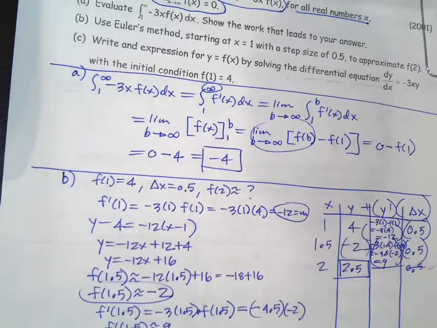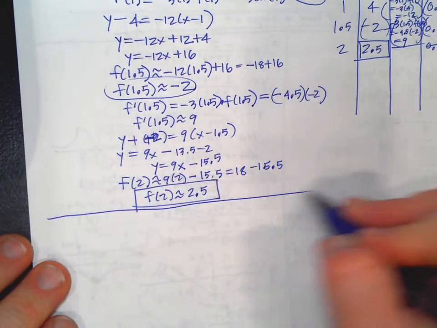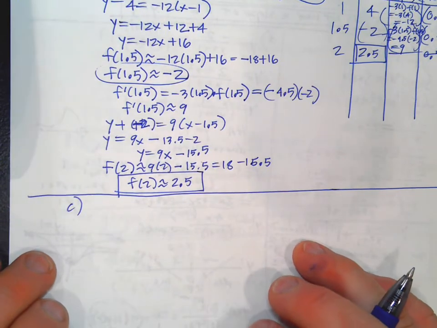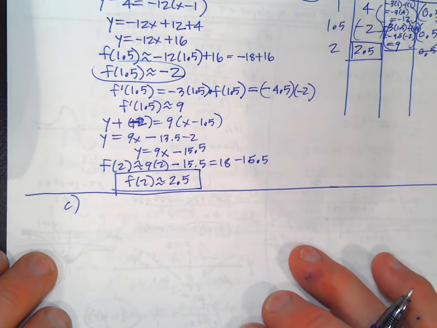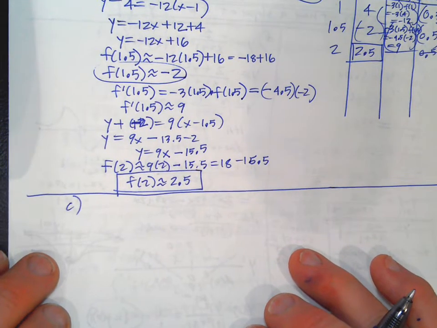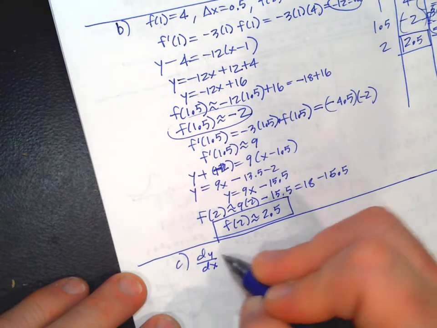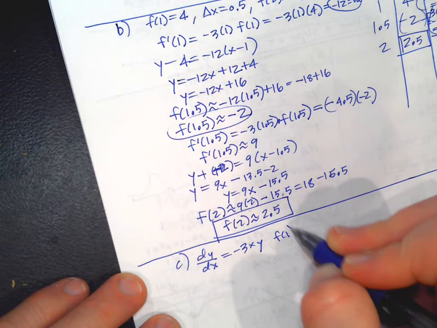I don't know, I feel safer just doing it this way. Usually they only give you like 2 steps. They keep it simple. Part C says write an expression for y equals f of x by solving the differential equation with the initial condition. So good old solving the differential equation with an initial condition.